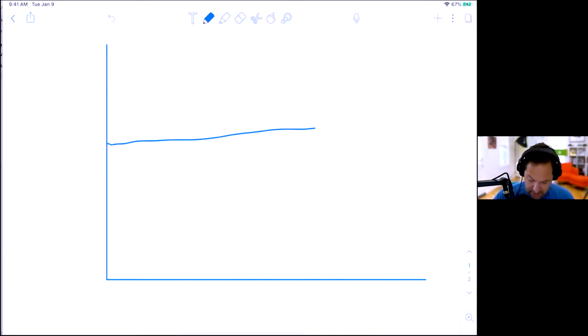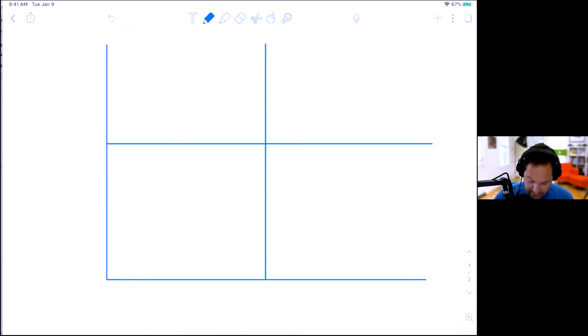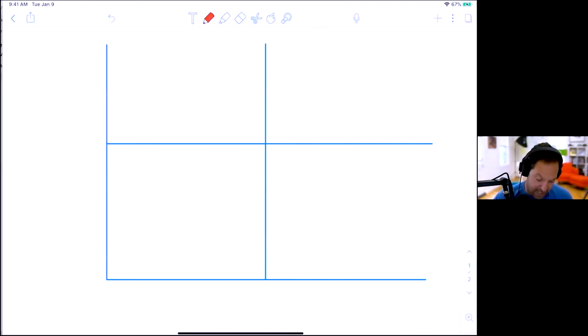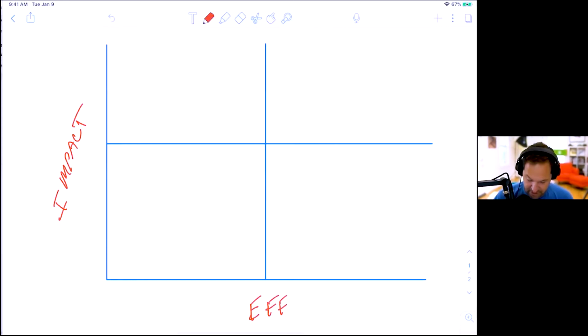Let's do it like this. Okay, that'll work. So you have your impact, and your effort. So how hard will it be? And I'll just put these back in blue. You have low and high.